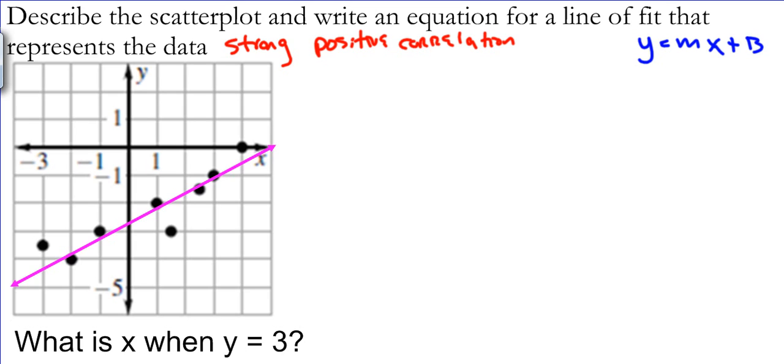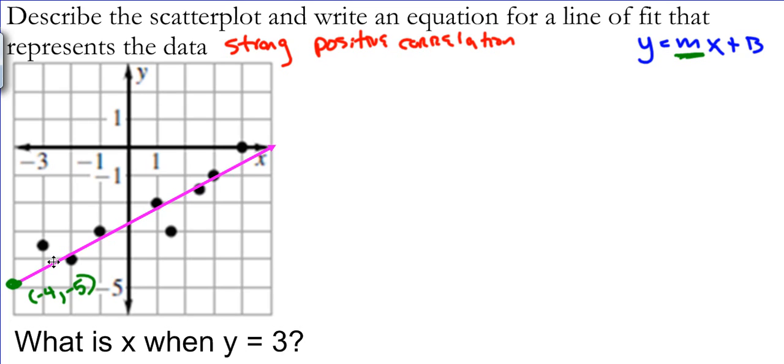All of our lines look like this form. First thing we have to do is find our slope. How do you find the slope? We need to find 2 points. So I'm going to try to find, this seems to be a good point right here. It's the point -4, -5.